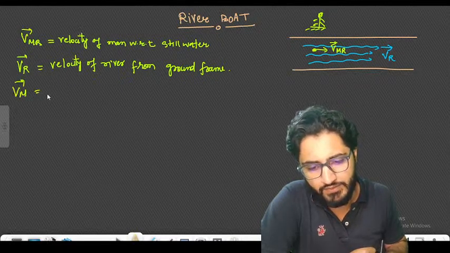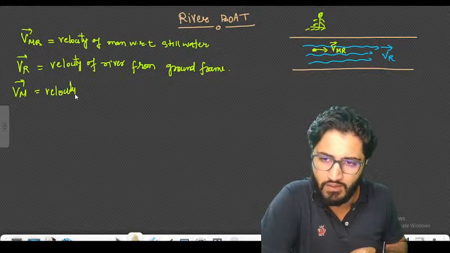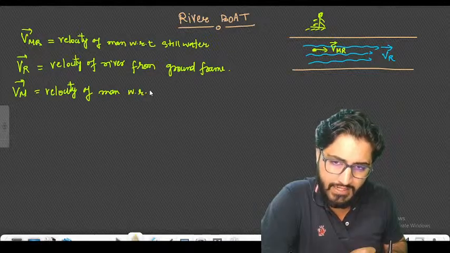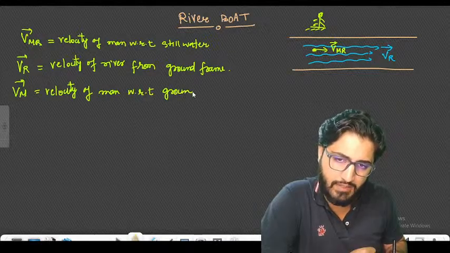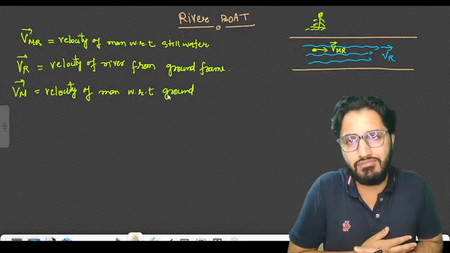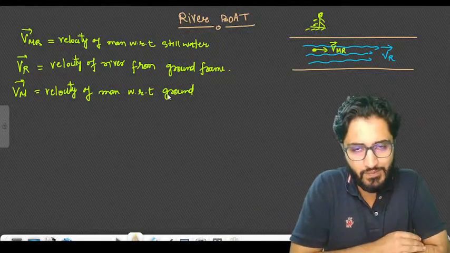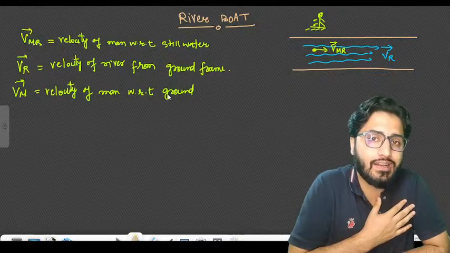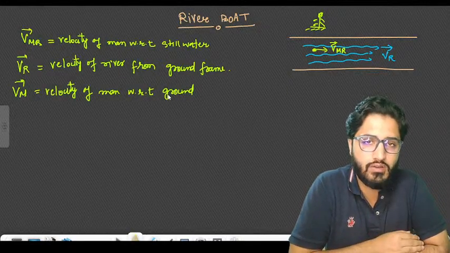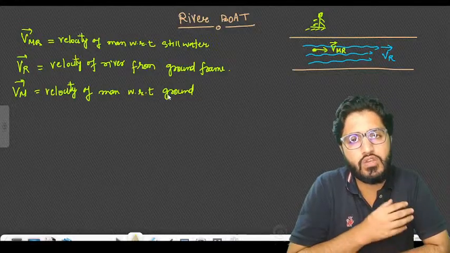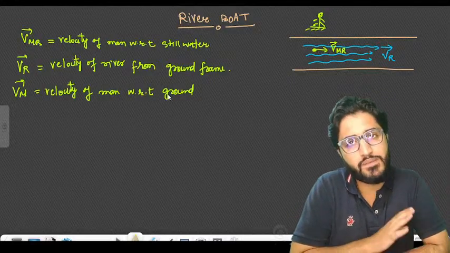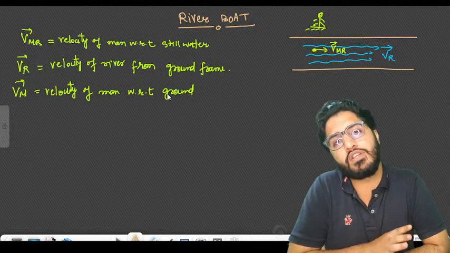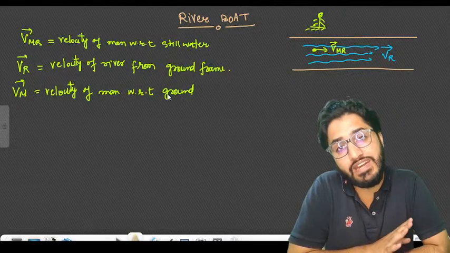And VM means velocity of man with respect to ground. That means if we are standing in the river and the river is flowing with some velocity, you will feel some drag, some push from the river, and you will get dragged somewhere else. If a person on the ground is noting down your speed, that speed is known as VM, the velocity of the man with respect to ground.